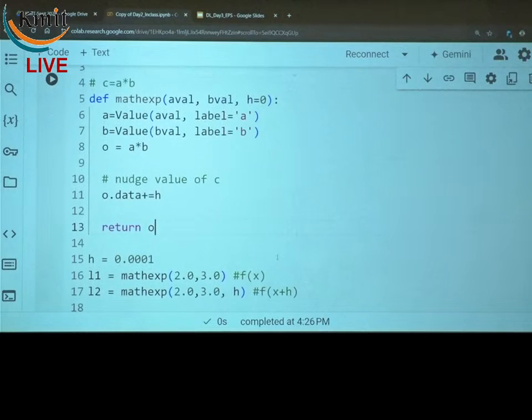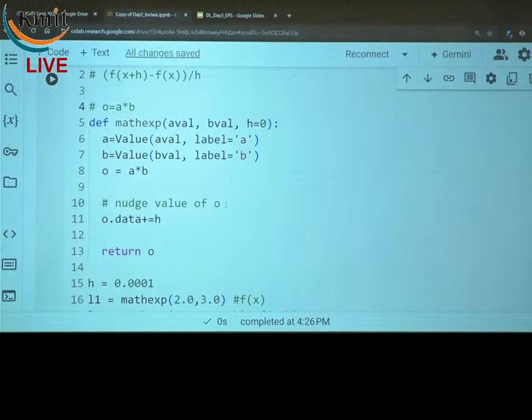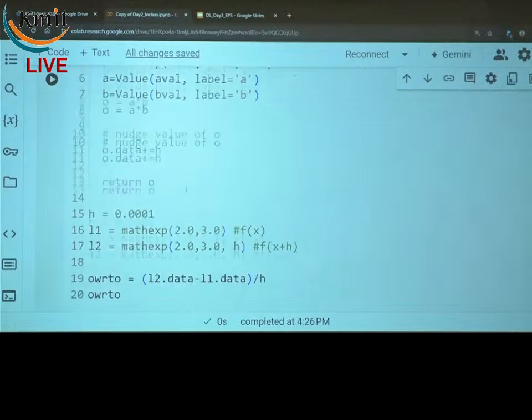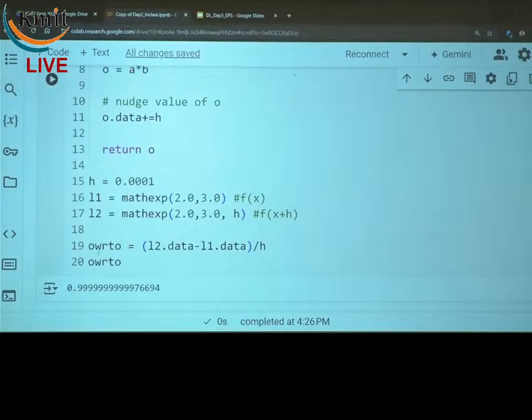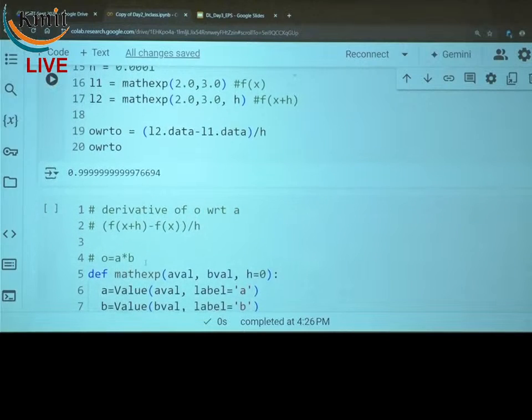So that's the reason I'm nudging the value of O, right? This is also O, in case you're getting confused with the variable names. Output. So we are nudging the value of output. We are checking what is O with respect to O. It is 1, right? That was the first cell.